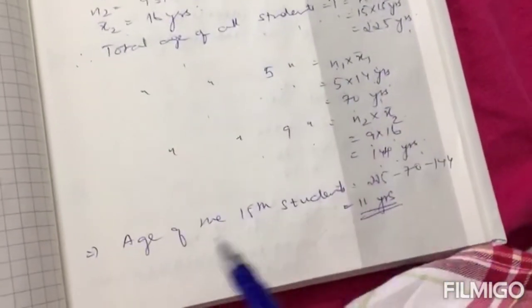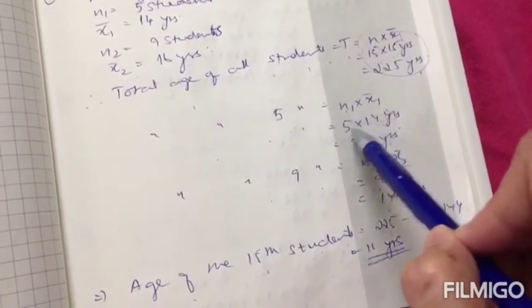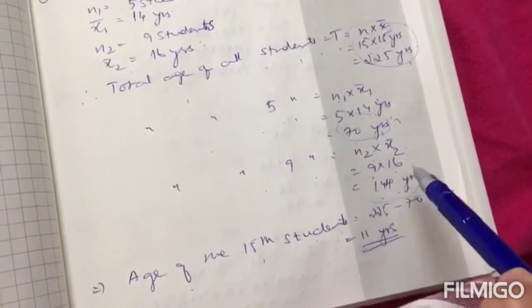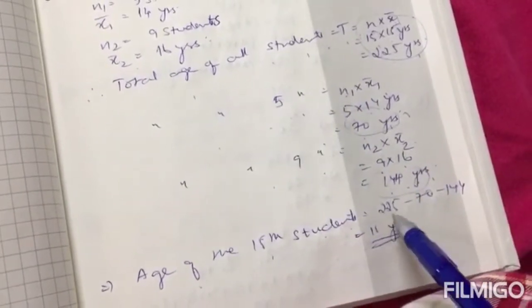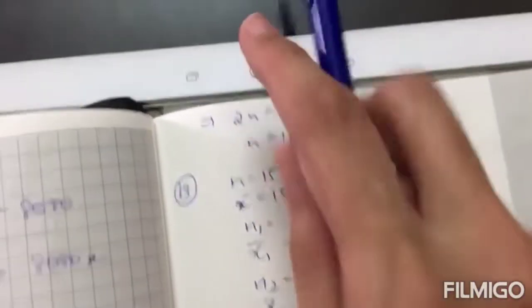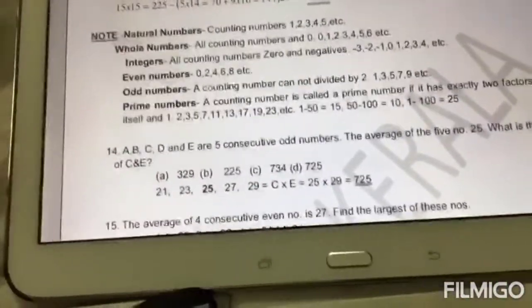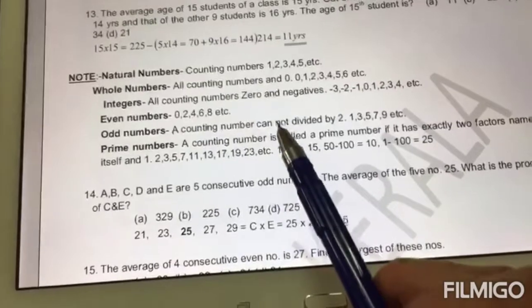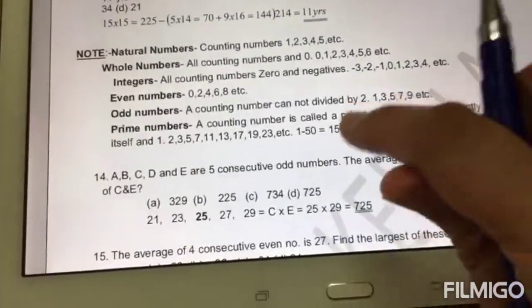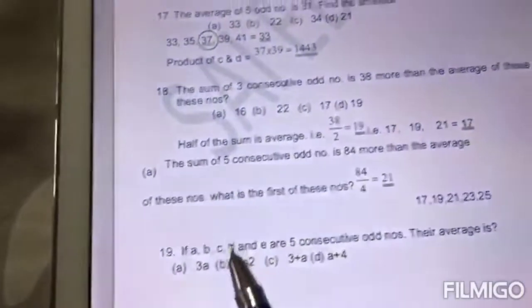Therefore, the age of the 15th student is total minus total age of 5 students minus total age of 9 students. So we have total minus the total age of 14 students, which will give us the age of the 15th student, which will be 11 years, right? So this is the same thing they have done, but I've just explained it a little more so it's easy to understand. Now these things about the numbers, we did it in our previous lecture, so I'm not going to do it again. Now before we move to 14, I want to do number 19 because they are all very similar. Okay, so let us do number 19.